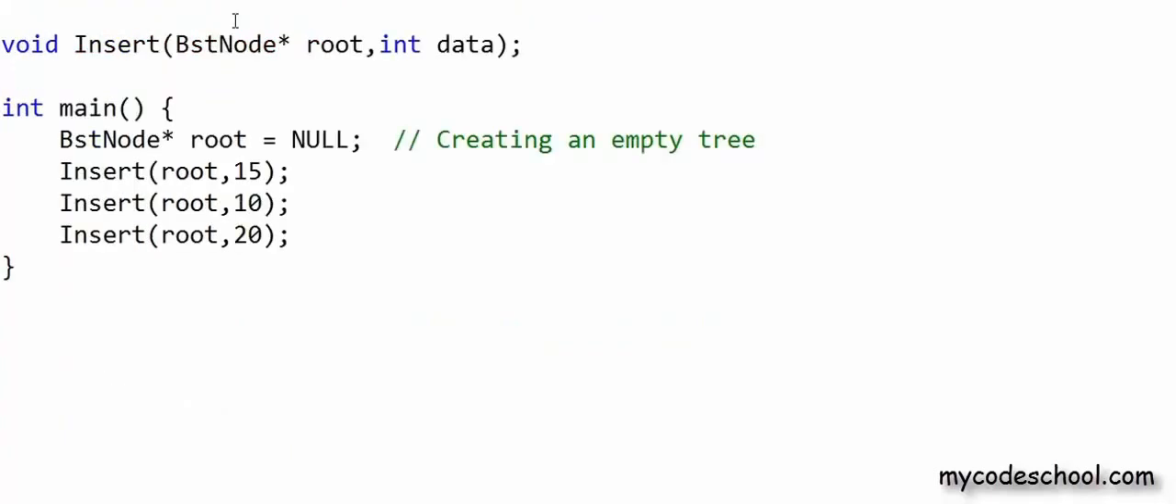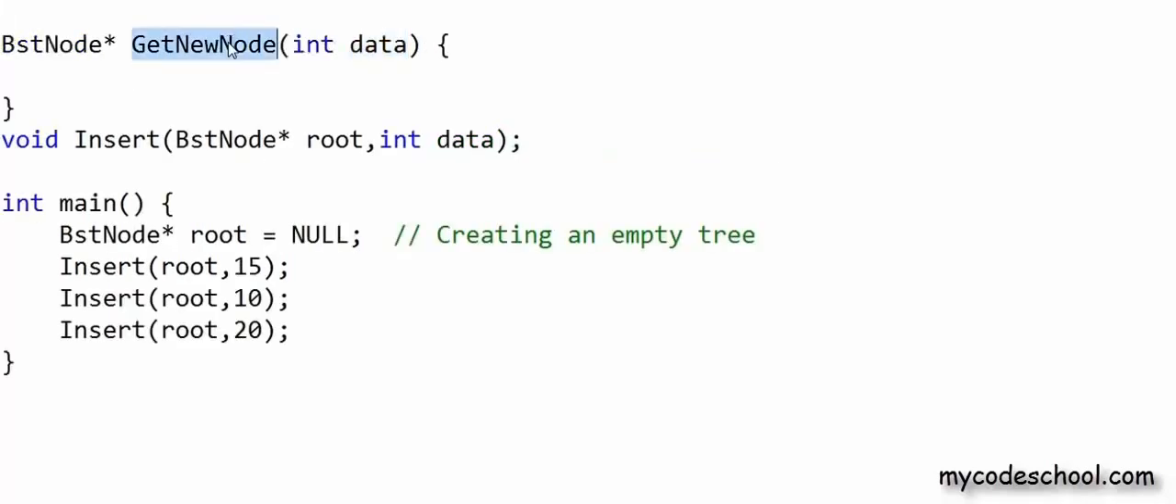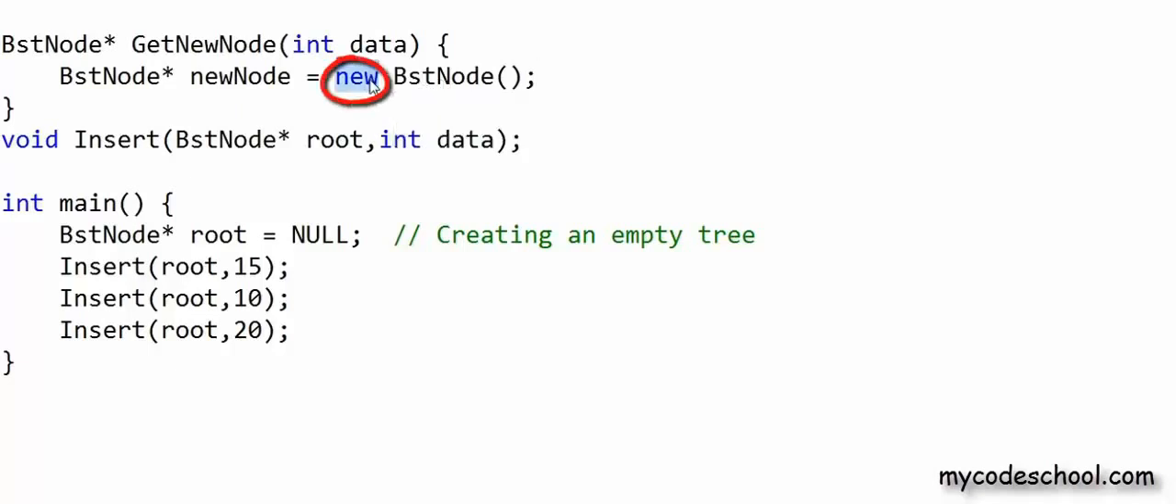Before I write the logic for the insert function, I want to write a function to create a new node in dynamic memory or heap. This function getNewNode should take an integer, the data to be inserted, as argument, create a node in heap using new or malloc, and return back the address of this new node. I'm creating the new node here using this new operator. The operator will return me the address of the newly created node, which I'm collecting in this variable of type pointer to BST node. In C, instead of the new operator, we will have to use malloc. We can use malloc in C++ as well. C++ is only a superset of C. Malloc will also do here.